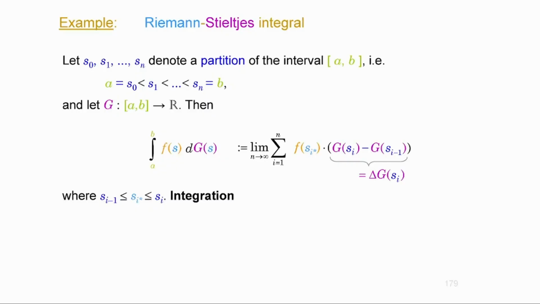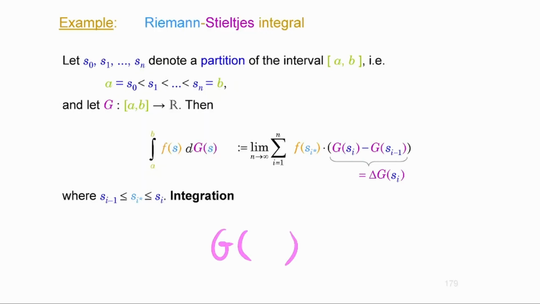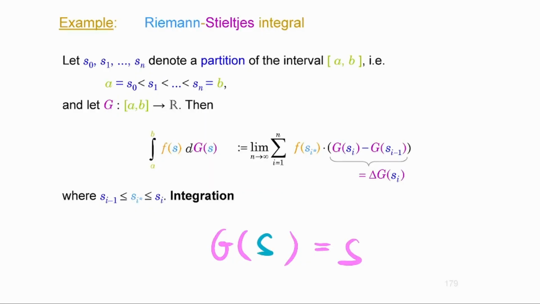Of course, the Riemann integral is a specific case of the Riemann-Stieltjes integral if the function g is equal to the identity. So it is equal to, let's say, I'm calling the arguments s now. If it's equal to the identity, then of course you can see that the Riemann-Stieltjes integral is a general case of the Riemann integral, whereas the Riemann integral would be a specific case of the Riemann-Stieltjes integral if the function g is equal to the identity.